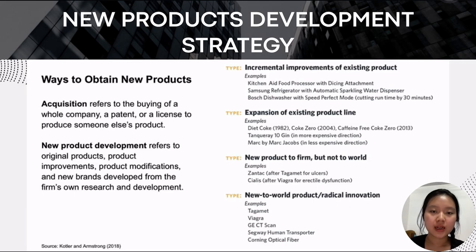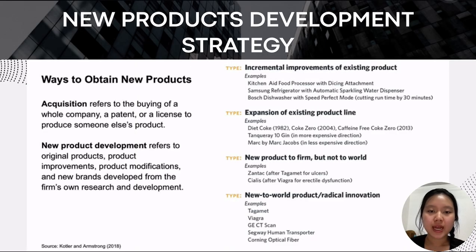Development strategy. There are two main ways companies can obtain new products: acquisition and new product development. Acquisition means buying another company or their patent. For example, when Facebook acquired Instagram, instead of creating a new app, they bought an existing one to expand their ecosystem.